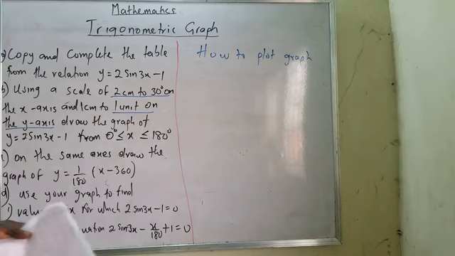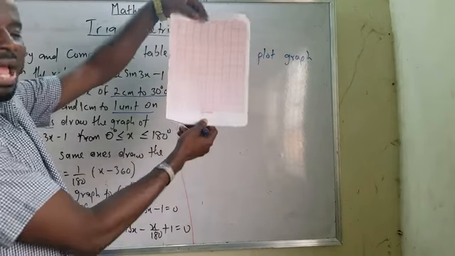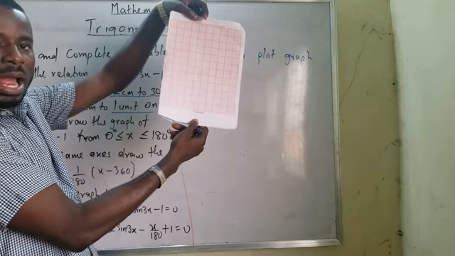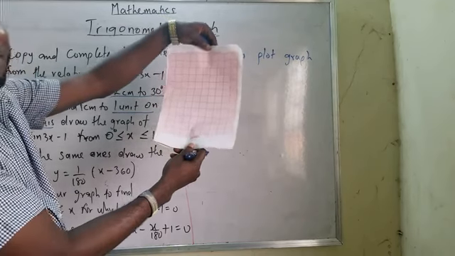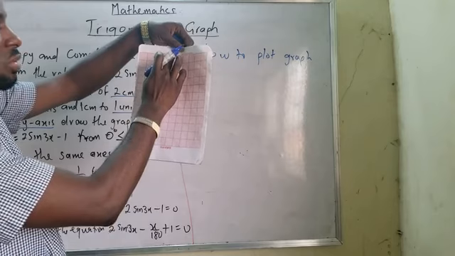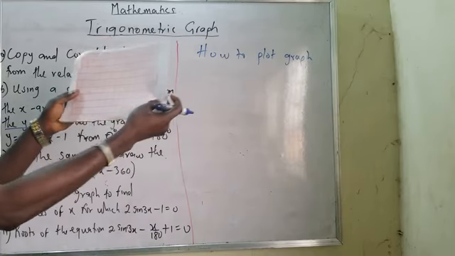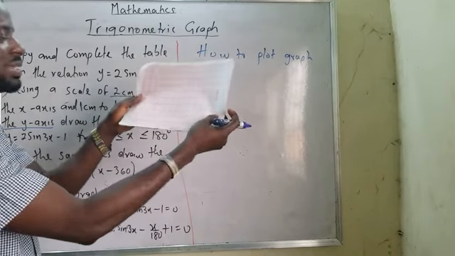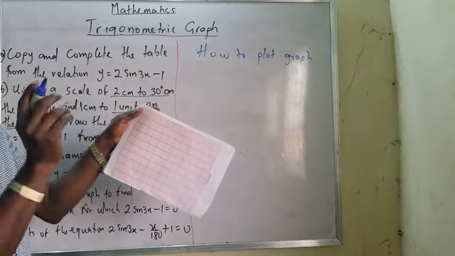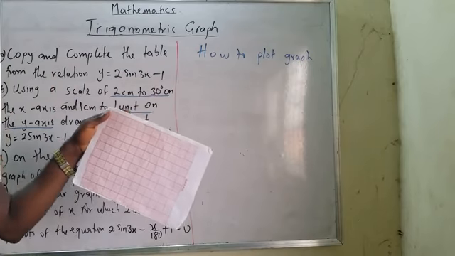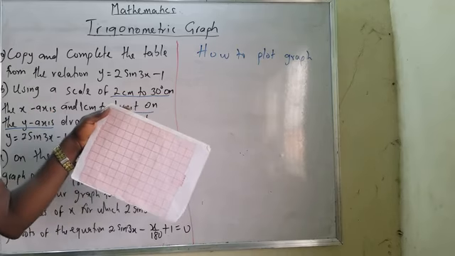Now, it depends on what I want to do. I may not do it this way, because the values here are many, while the values here are not many. So I can decide to do it this way. But anyhow you are doing it, make sure you use a thick pencil, well sharpened. It's good to use HB.